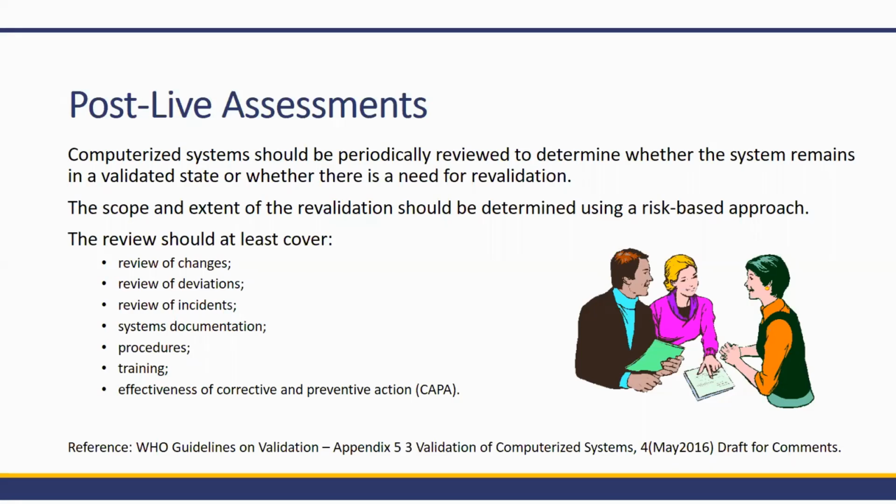The scope and extent of the revalidation, again, should be using a risk base. So take a look at what are the riskiest things, including patient care and finances as well. The reviewer should at least cover a review of any changes, a review of deviations, incidents, certainly the amount of downtime and the incidents that occur, systems documentation, procedures, training, and effectiveness of the corrective and preventative action. Now you're probably sighing at this point and saying, oh, this is going to take a great deal of time. Well, if we have a process for reporting all of these things, writing the summary won't be that difficult.